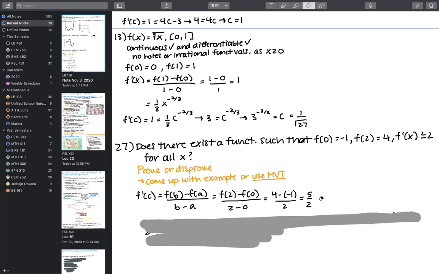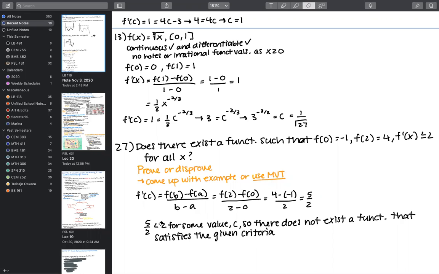But since we found the derivative at c, and we're not even going to concern ourselves with what c is, and c being a part of all x, is greater than 2, this cannot be true. We've just broken one of the criteria, and so the question is answered no, there does not exist a function.